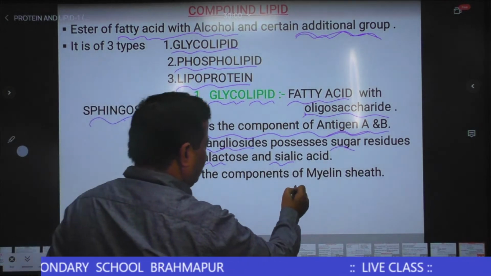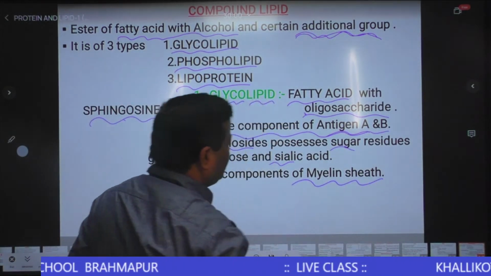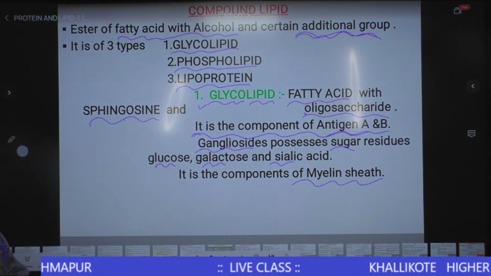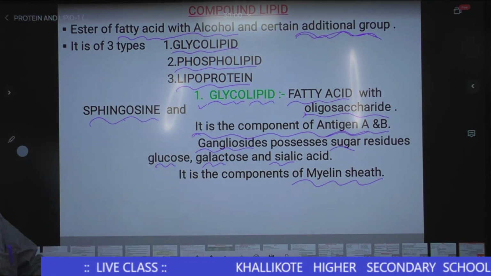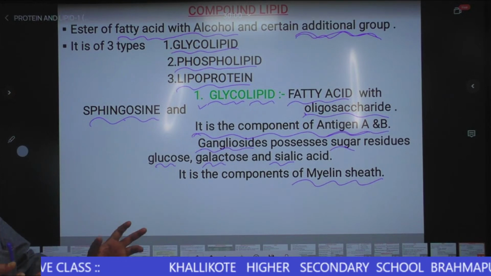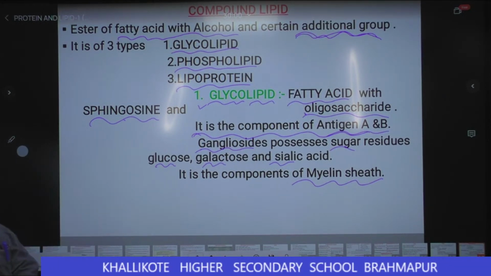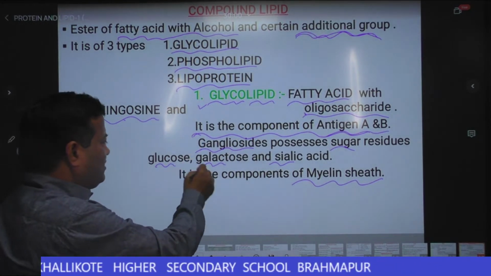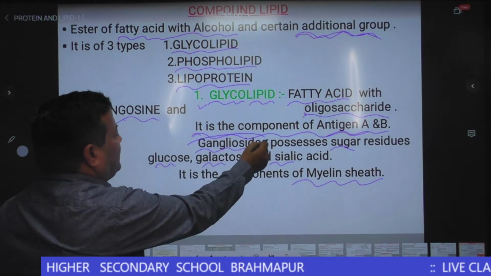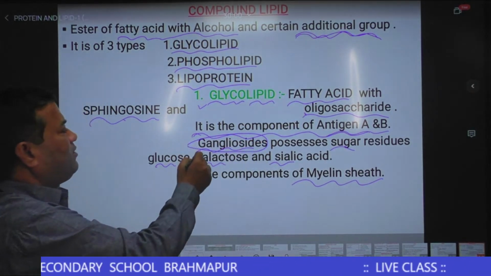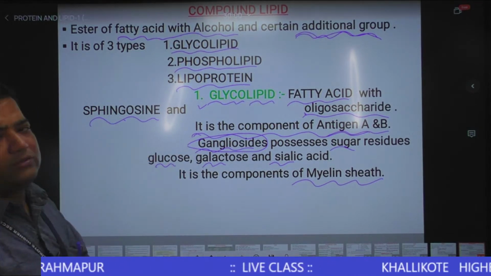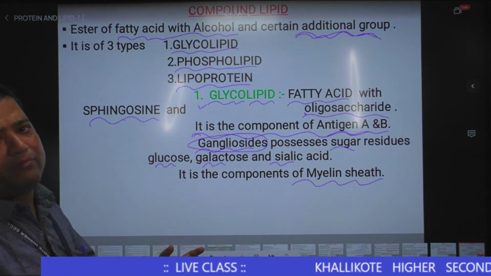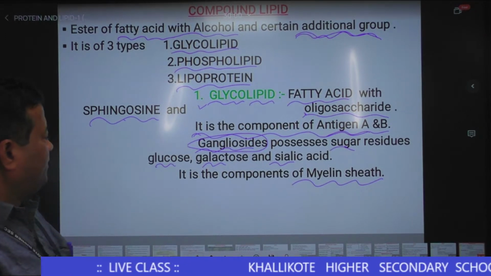These gangliosides are found in the myelin sheath of the nerve fiber. We know the myelin sheath is the covering sheath of the nerve fiber present in the animal body. The myelin sheath is composed of gangliosides. Gangliosides are composed of sugar, fatty acid and sphingosine. Sphingosine means amino alcohol.